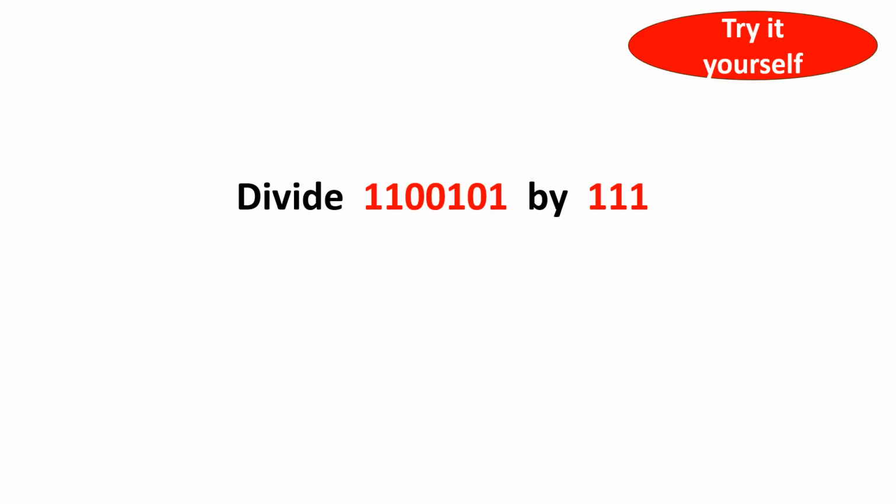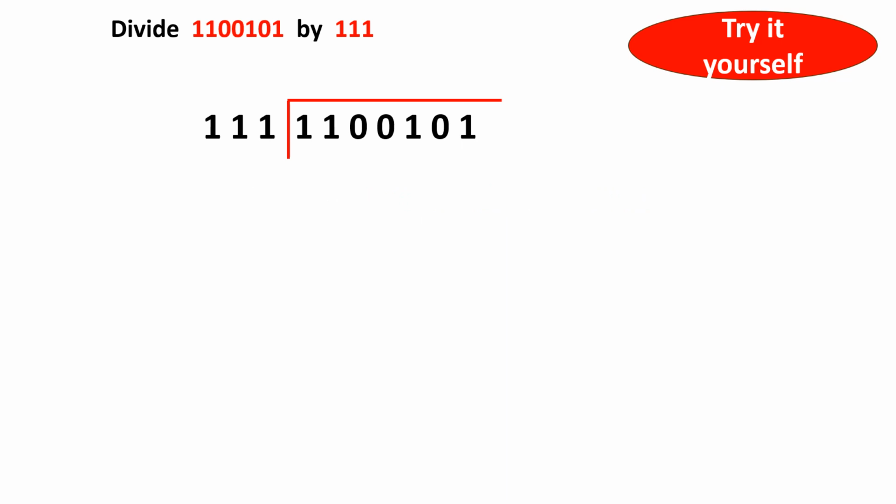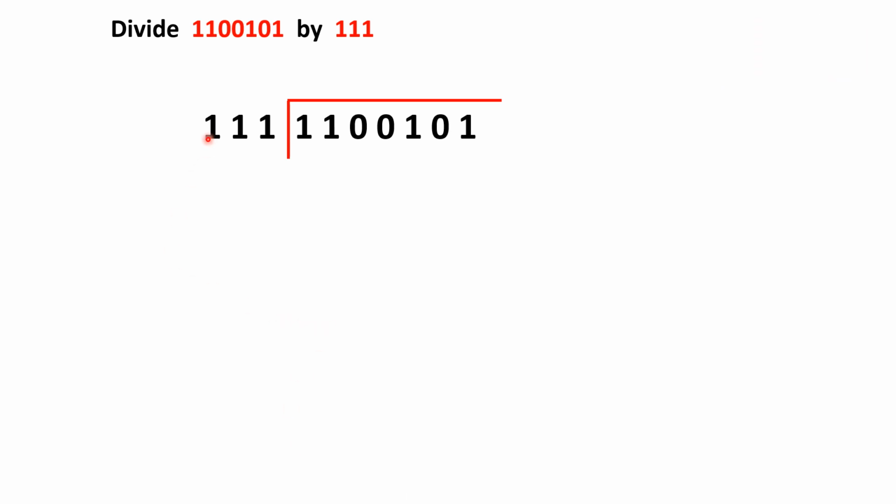Try it yourself. Now you can pause this video and try to solve this problem by yourself. Hope you have tried the problem. Now I will work out the problem so you can check your work. The divisor has 3 bits. So let us take the first 3 bits of the dividend and compare it with the divisor. So first let us compare 111, the divisor, with the dividend 110. So 111 is greater than 110. So the divisor is greater than the dividend.